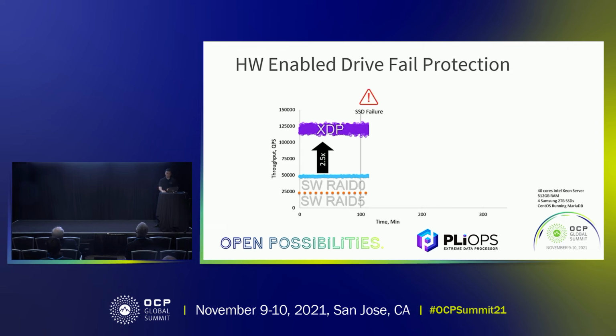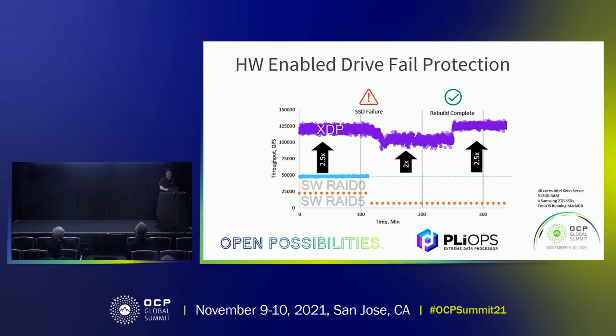Now, let's see what happens when one of the drives fails. The software RAID 0 solution cannot recover. The software RAID 5 solution hobbles along, attempting to rebuild the data. And the Pliops XDP solution rebuilds the data quickly, and the performance remains 2x that of software RAID 0, even while rebuilding.